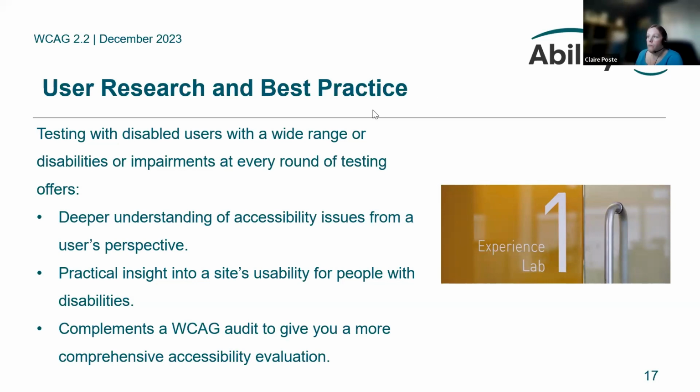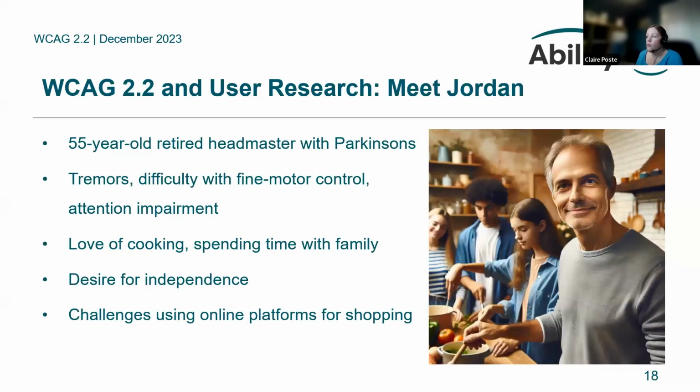And then the last thing I'd like to talk you through is looking at WCAG 2.2 and user research together as complementary things that you can do to really get to know your users and their accessibility requirements. So this is an example of a user that one of my colleagues came up with, who is called Jordan.